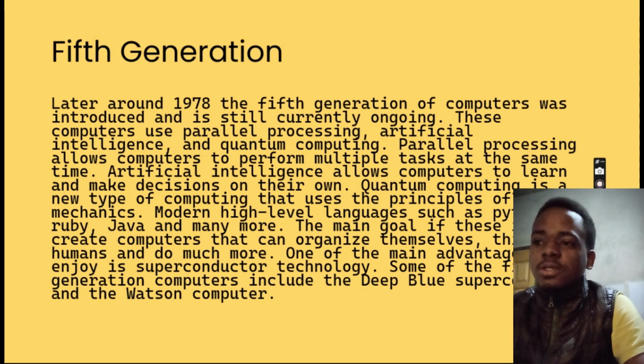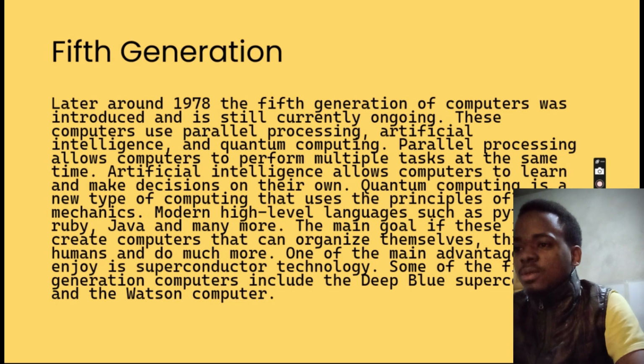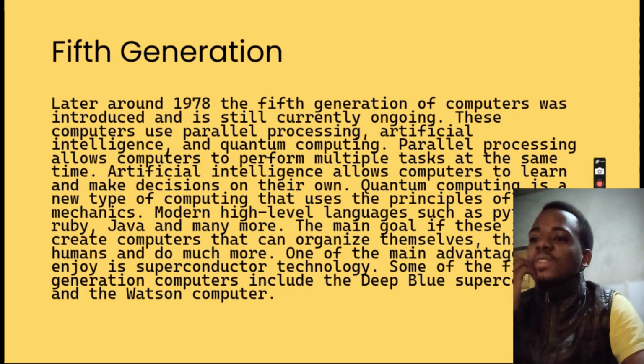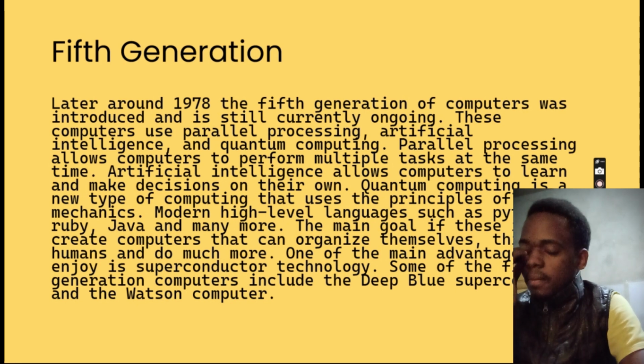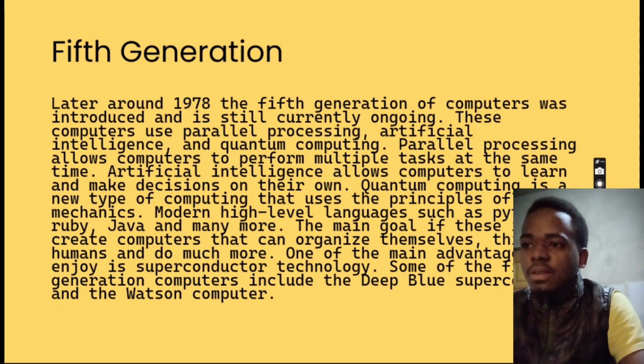As you can see, some of the trends going on these days. There's autonomous driving, there's ChatGPT. These days, AI can literally do anything for you. Quantum computing is a new type of computing that uses the principles of quantum mechanics, obviously on a computer scale. And then modern high-level languages such as Python, Ruby, Java, and many more have been introduced. Now this makes programming way easier than before.